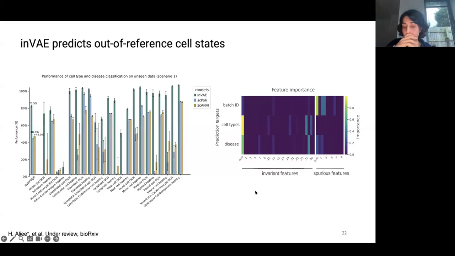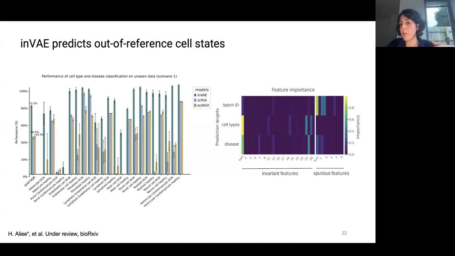And I also told you about interpretability and the fact that MVAE can improve that, because we are now also able to look into the spurious features, the features that we are removing after training. All the representations that I showed you so far only use the invariant features. To test this, we had three classifiers, and for each of them we used a different prediction target. In one case we predicted the batch ID using the latent representation, in another cell types, and in another the disease.